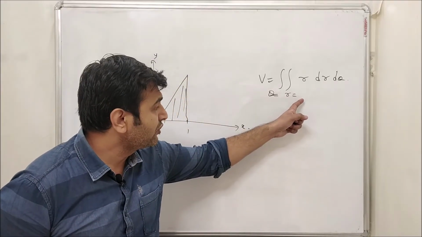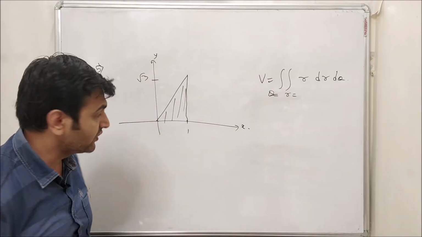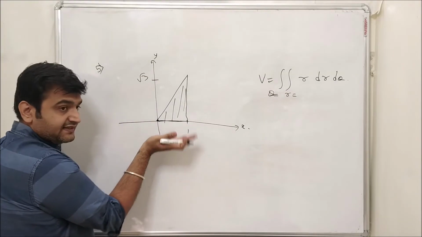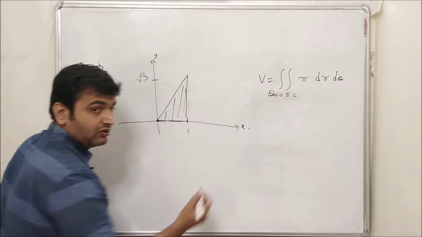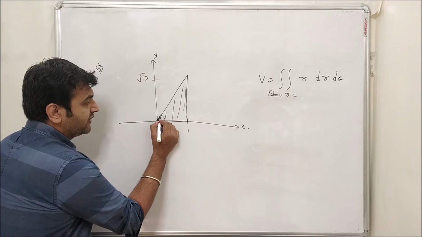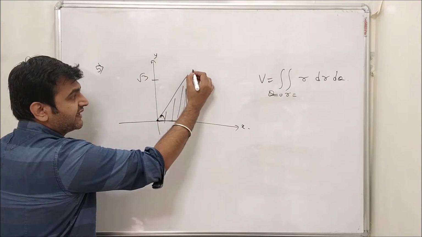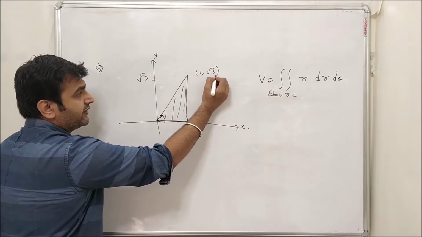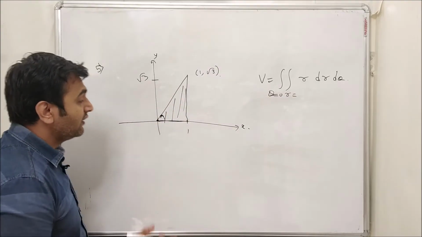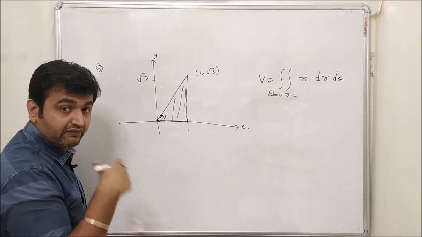Now the question is, what are the limits of r and theta? Okay, so for theta, it is starting from the x-axis, so my theta is starting from 0, and it is going till what? It is going till this line. So what is this line? That is the question. This is 1 comma √3. Well, if you know, I know the line, but I won't tell you that. Let's see how to tackle it if you don't know the equation of the line.